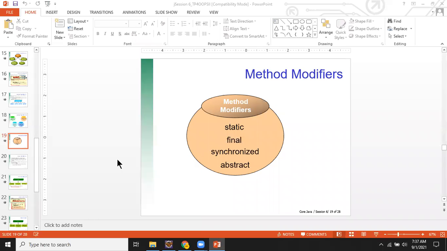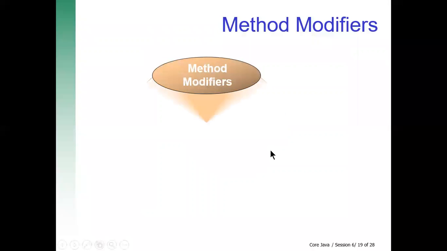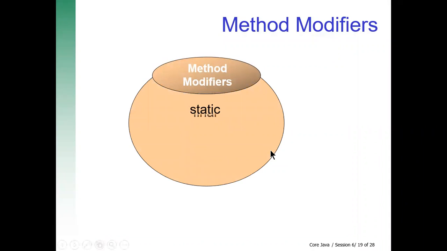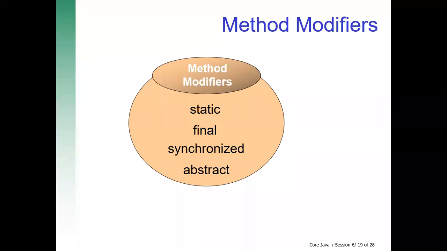Okay. So last class I was telling you about static methods, different types of methods, method modifiers. When you talk about method modifiers, we discussed the static method. There are different types of method modifiers: one is static, another is final, another is synchronized, and another is abstract. These are the four different types of method modifiers. You can define how the method should be.